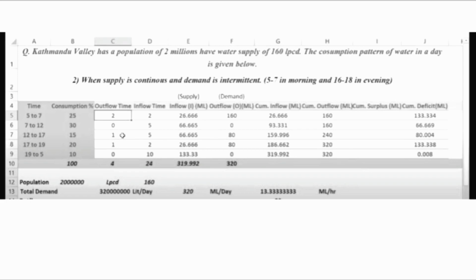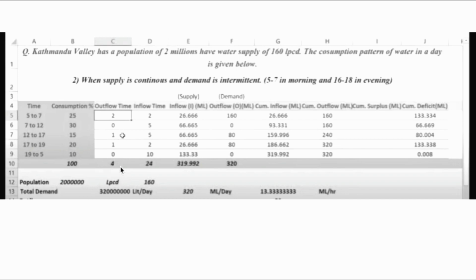But before, when a continuous 24-hour outflow was given, we used the percentage consumption for that calculation. In this question, the 24-hour demand is not given; it is an intermittent type of outflow. So 320 million liters is the total demand in one day, that is in 24 hours, but the demand is only given for 4 hours.